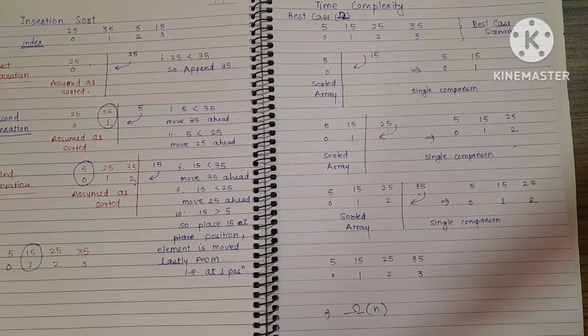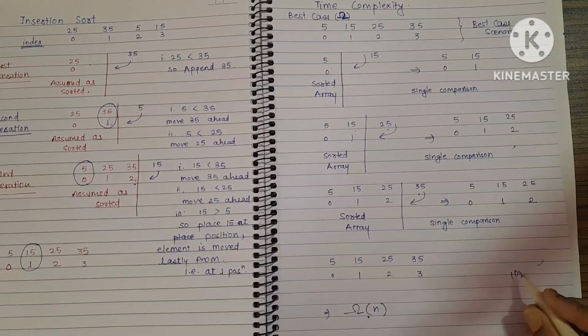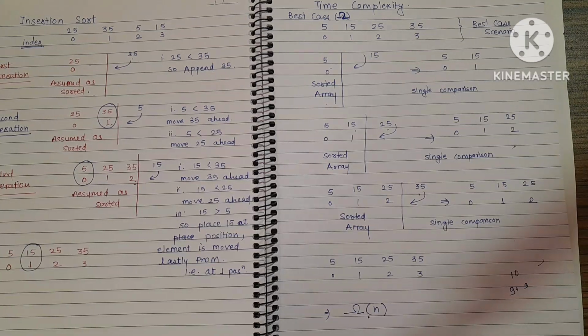If input grows, then the number of comparisons also grows linearly. So that's how the best case time complexity of the insertion sort algorithm is omega n. If 10 elements are there, then 9 iterations are going to be performed, and in every iteration one comparison is going to be carried out.